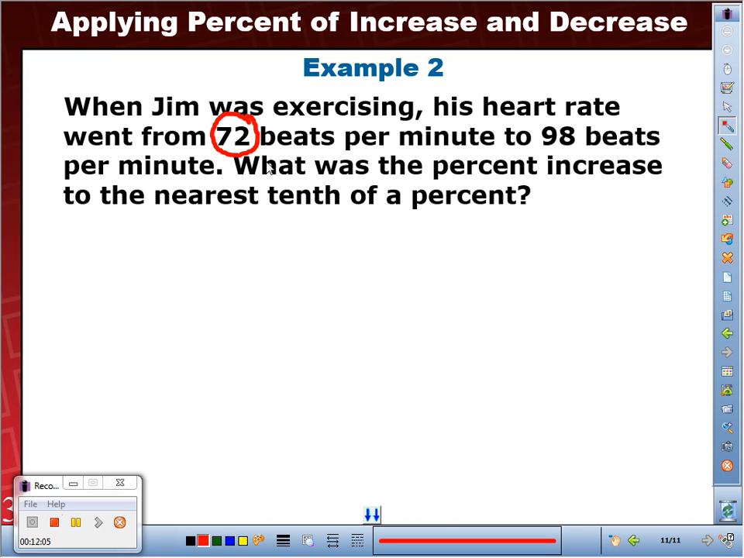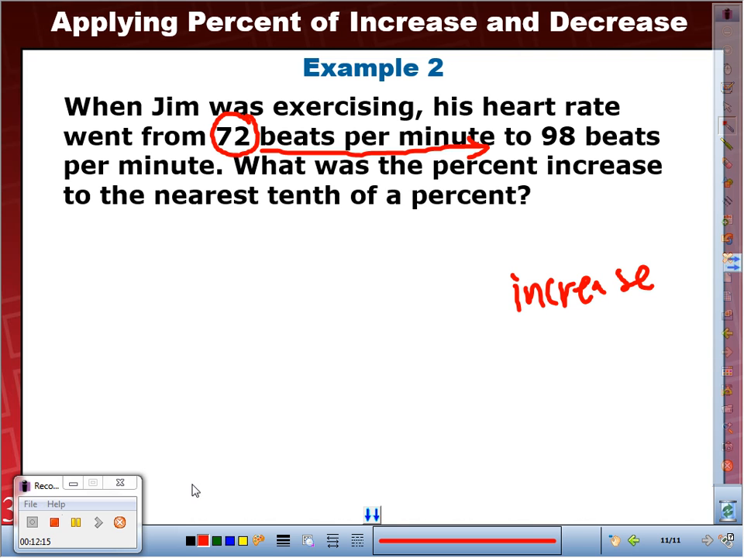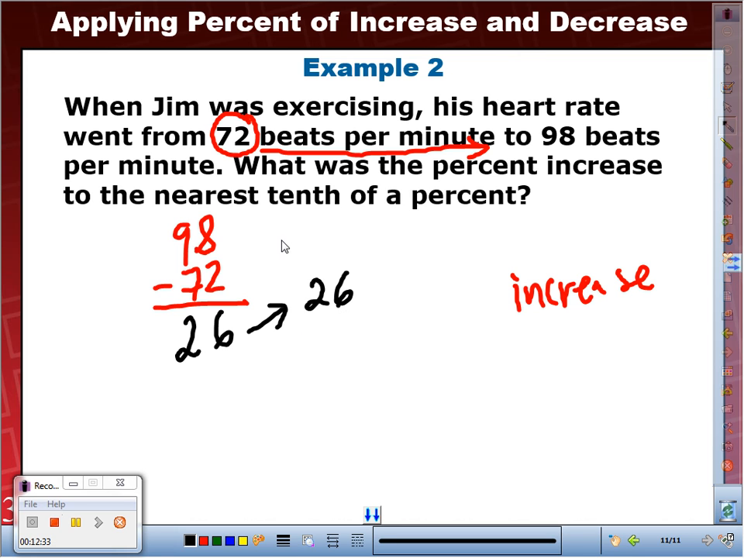So going from here to there, is it increasing or decreasing? So you're going to write increase. Okay? So let's subtract these. Which is the biggest number? 98. Subtract 72. And let's see. That is 6. This is 2. And that goes where? On top? 26. What was the original number? 72. Let's reduce this first. This is 13 over 36.